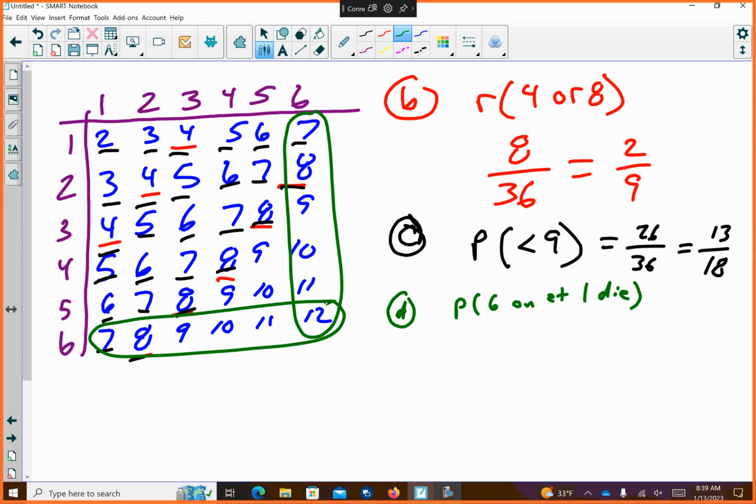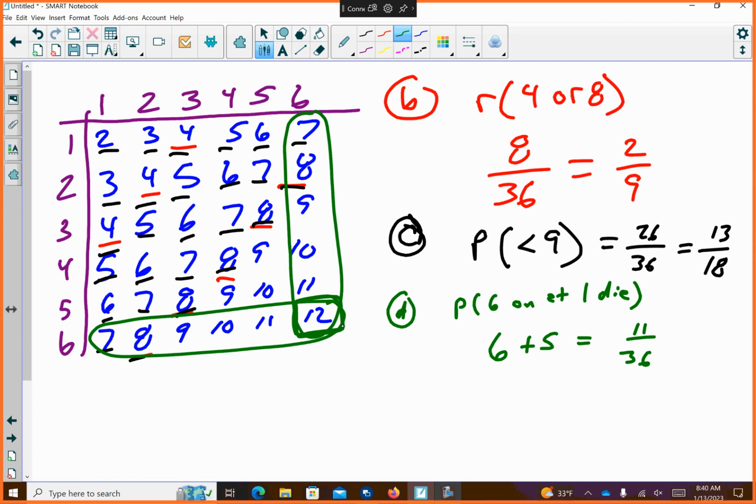What do you think? The 12. So be cautious. 12 happens in both the row and the column. Only count it once. So I have 6 that happen one way and 5 that happen the other. So that's going to give me an 11 out of 36 probability. So please note, don't double count that. Count it only a single time. So it doesn't matter if you put it in the row or the column to count it. It's just don't count it twice.